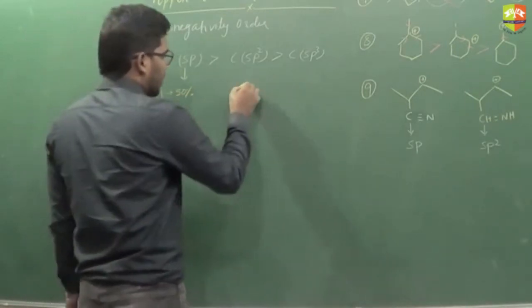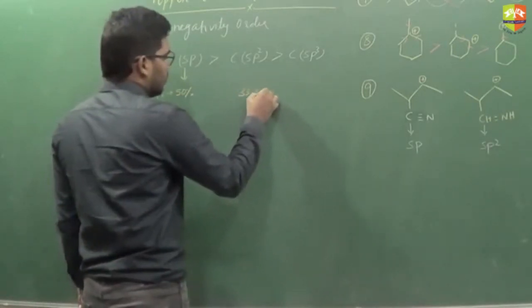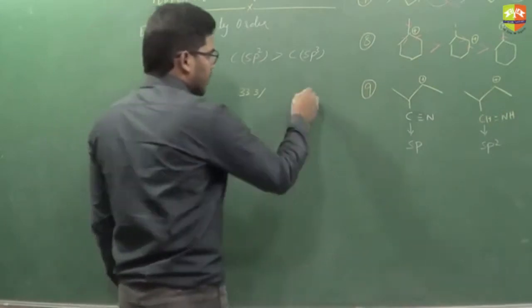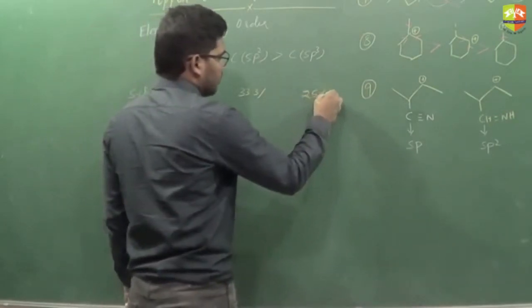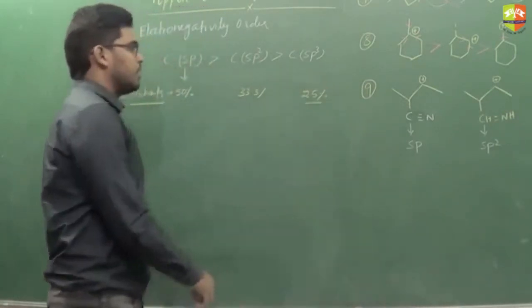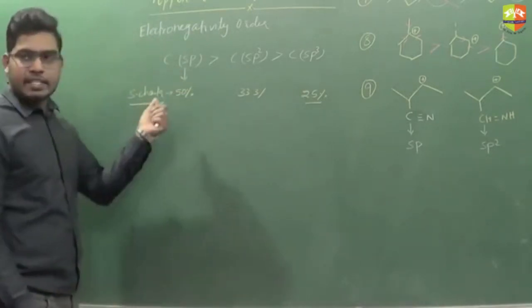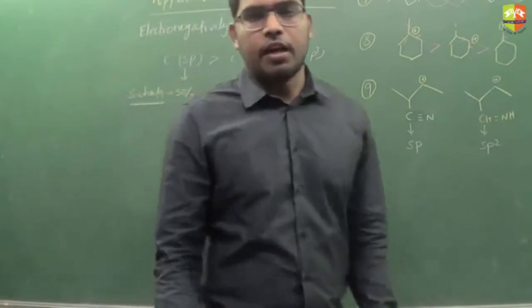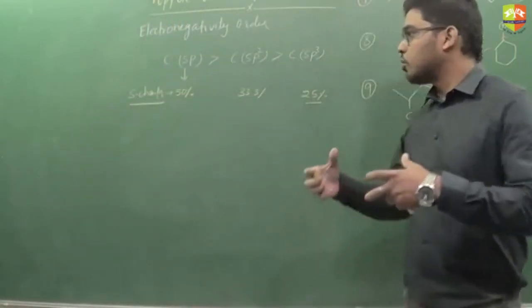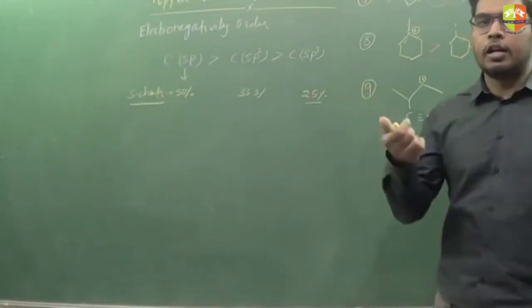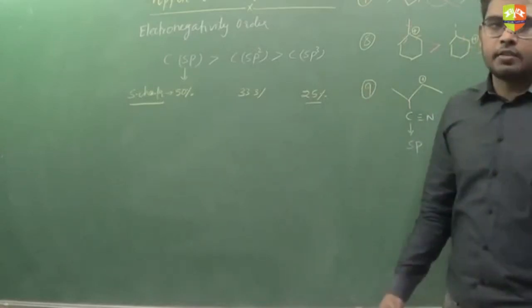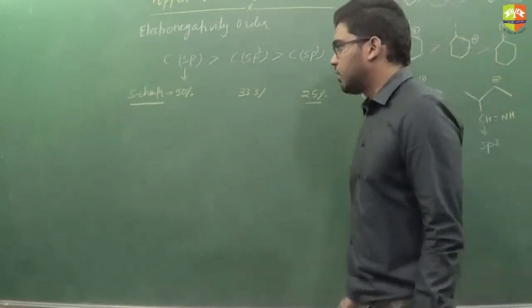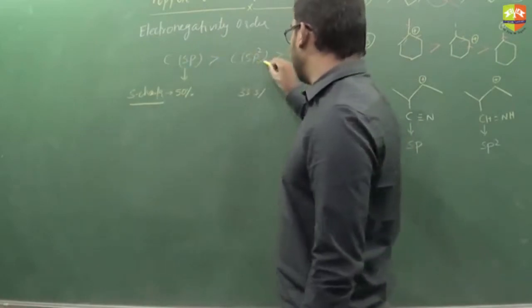50% S character, and this is 33% S character, and it is 25% S character. More S character, more will be the electronegativity. That's the logic we have. If S character is more, it means it is closer to the nucleus and it has more electron withdrawing tendency, which is nothing but electronegativity. So sp, sp2, sp3.